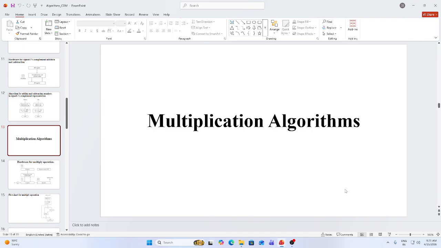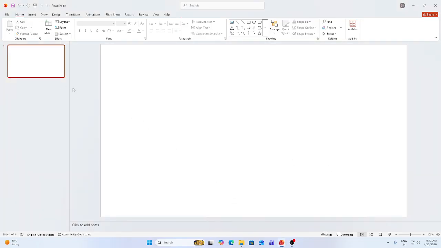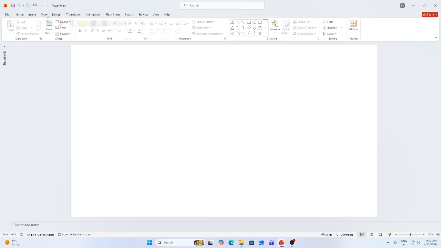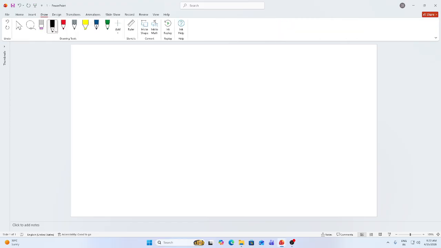Let us continue with multiplication algorithms. Before that, let us go through the basics. If you want to multiply two numbers, there are two algorithms. The first algorithm is called the shift and add method. The second algorithm is called the Booth multiplier.